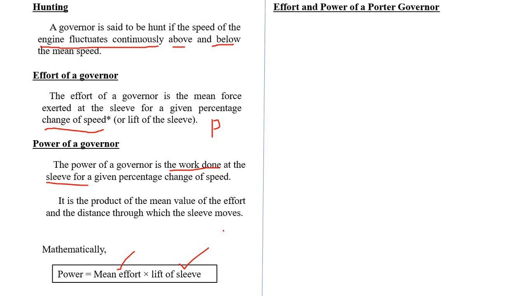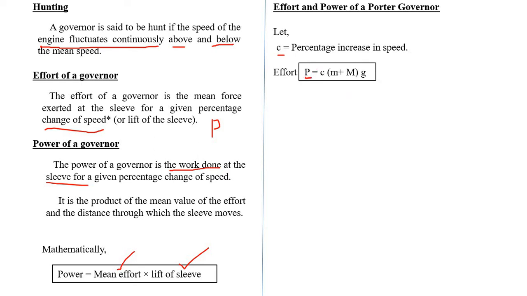Now the effort and power of the Porter governor. This is the formula. Let C be the percentage increase in speed. The effort, denoted as P, is equal to C into small m plus capital M into g, where m is the fly ball mass and M is the central sleeve mass. This gives the effort. For the condition q equal to 1, alpha is equal to beta.